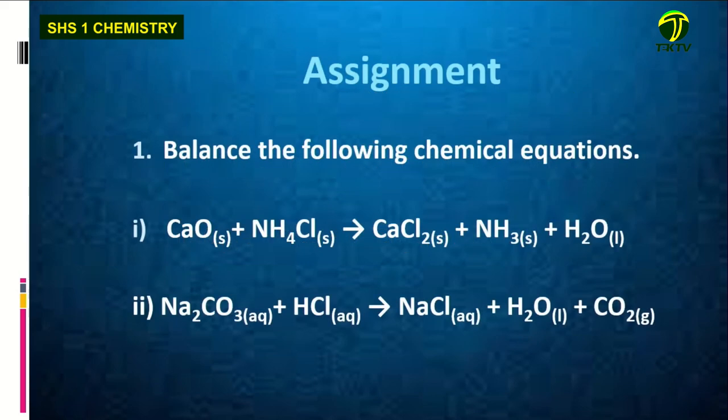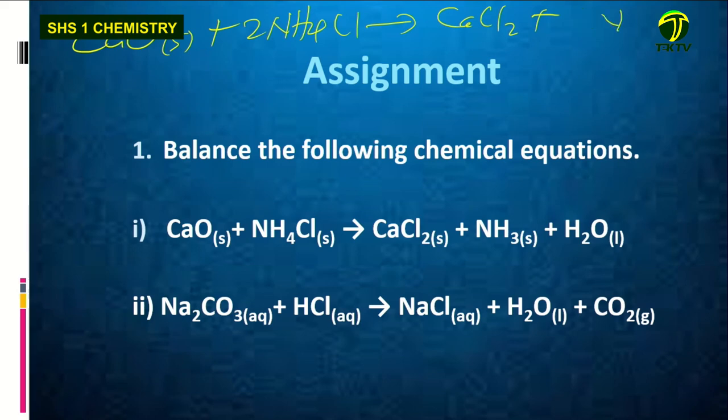The answers we have: you see calcium remains the same, but chlorine is 2, and water. So when we have calcium oxide solid plus 2NH4Cl to form calcium chloride plus 2NH3 plus H2O liquid. So you see that calcium is 1, calcium is 1. If you come to oxygen, we have 1, 1. If you take nitrogen, we have 2, we have 2. If you take hydrogen, we have 8 here, and 6 here plus 2 from the water. And if you take chlorine, we have 2, we have 2. So that equation is balanced. I hope you were able to obtain it.